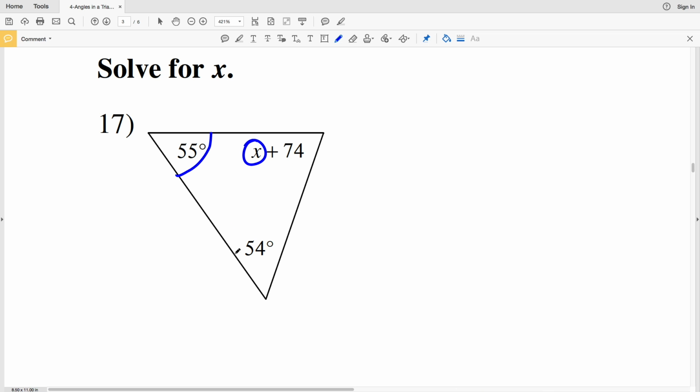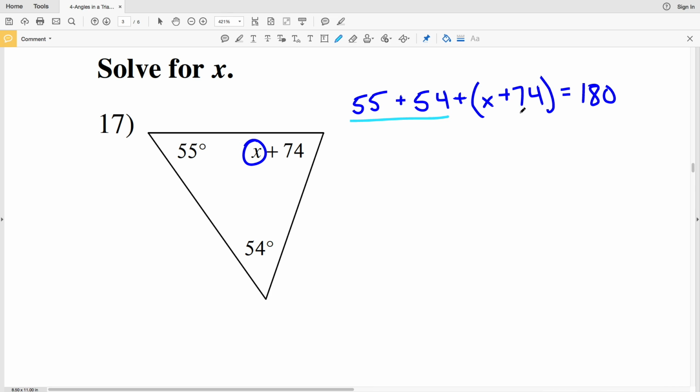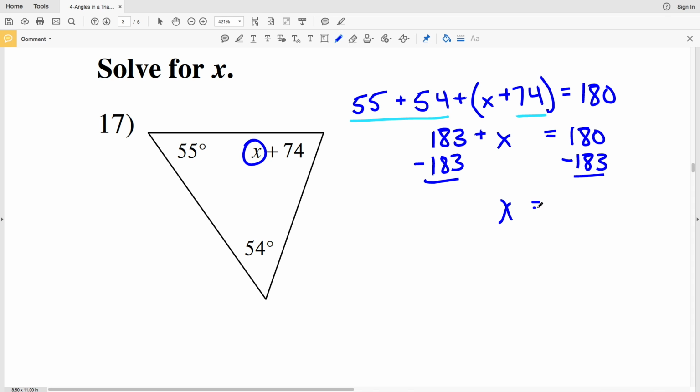So we know that 55 degrees plus 54 degrees plus the quantity x plus 74 will all equal 180. I'm going to combine 55 with 54, and also add that to 74, since the order in which you add does not matter, and the only operation on this left-hand side is addition. So 55 plus 54 will equal 109, and adding that to 74 will give me 183. So I have 183 plus x equal to 180. When I subtract 183 from both sides, I get that x is equal to negative 3. So negative 3 is the solution in number 17.